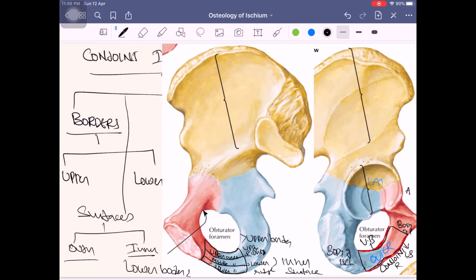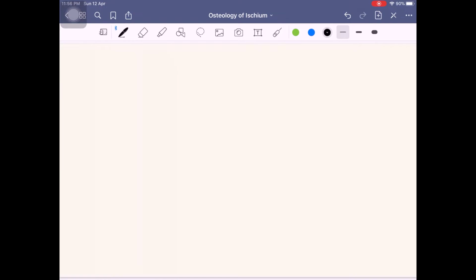Now we have to go to the attachment part of it, right? So let us talk about the attachment. I already spoke about one attachment, that is ischial tuberosity. All other attachments are pending. So let us do attachments and relations now. What we are looking at now is the attachments and relations of the ischium.